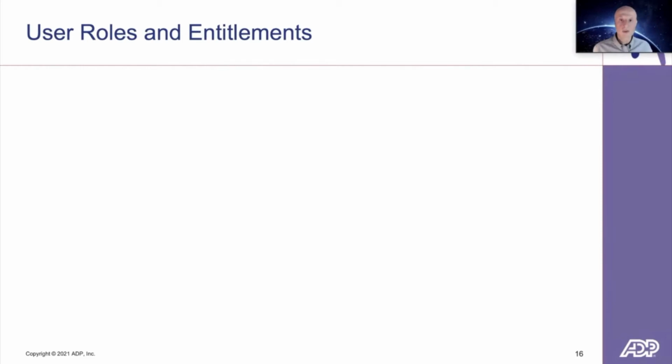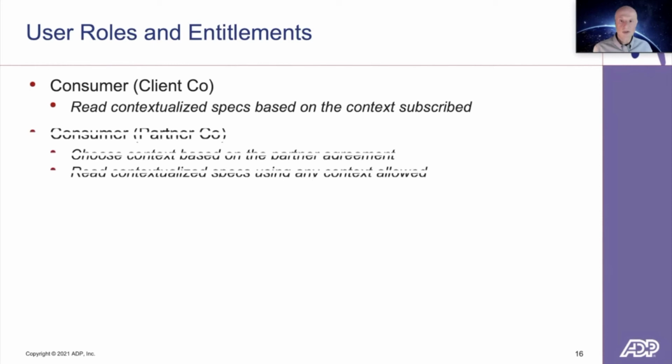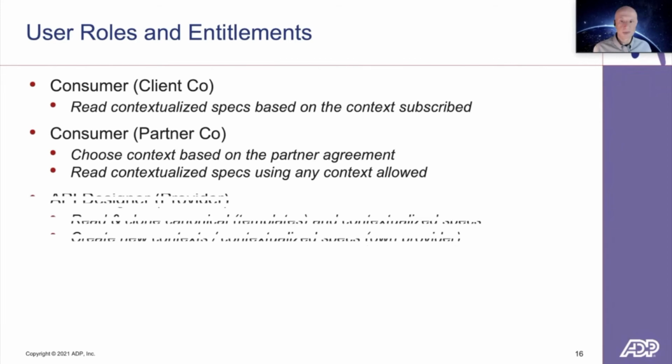Let's take a closer look at the entitlements for each role. We'll start with the API consumer, who would be mostly reading the specs. Next, the partner organization, which can offer different services to different clients, potentially provided by different products, so the partner user can choose the context to work with.